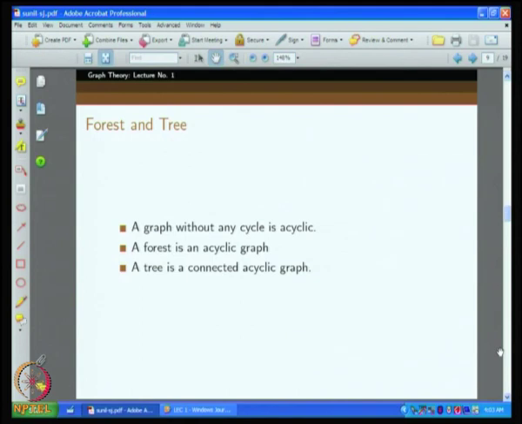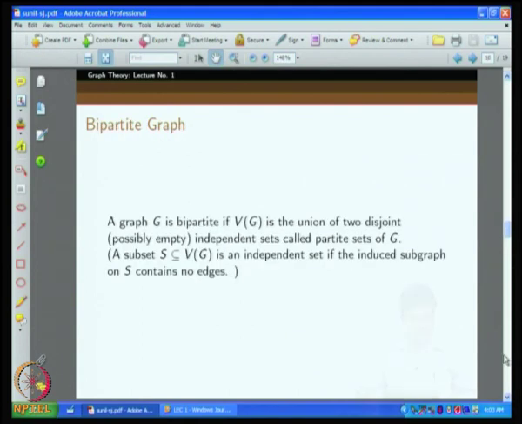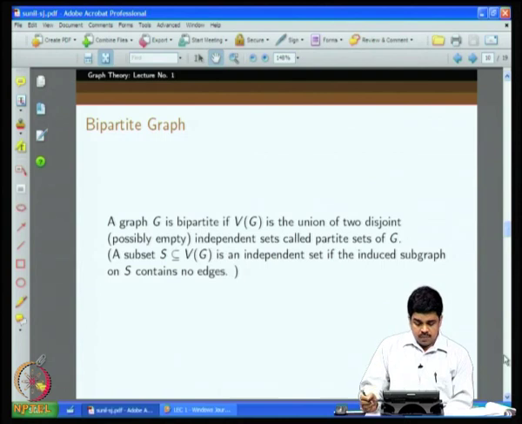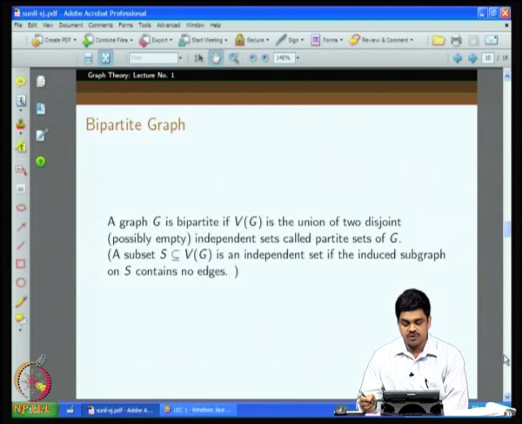The next notion I want is that of a bipartite graph. We say that a graph G is bipartite if its vertex set is the union of two disjoint, possibly empty independent sets called partite sets of G. What do I mean by independent sets? If I consider a subset of vertices of a graph and look at the induced subgraph, and you do not see any edge in it, then it is called an independent set of that graph.